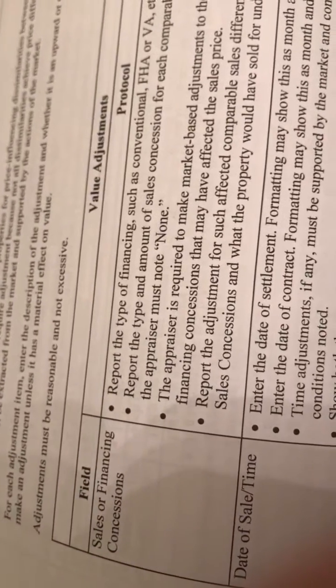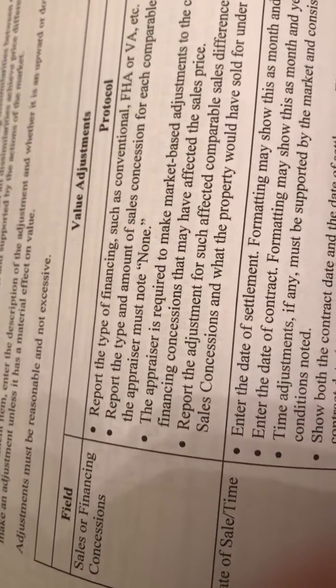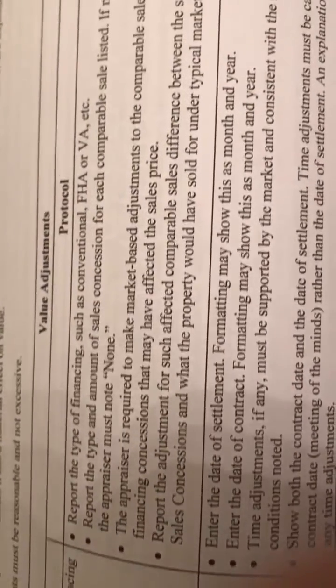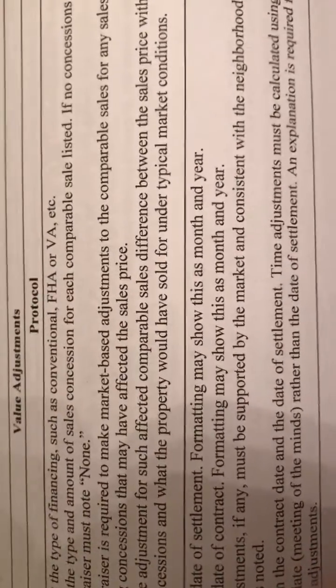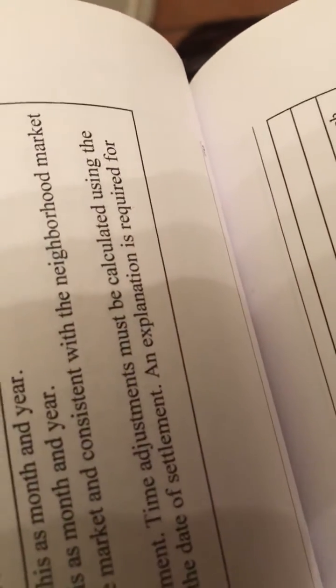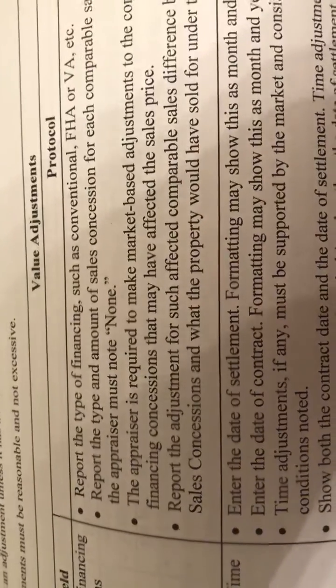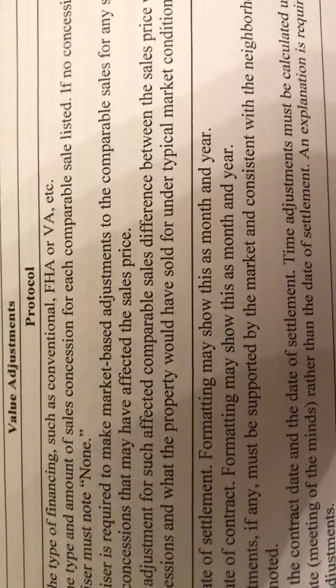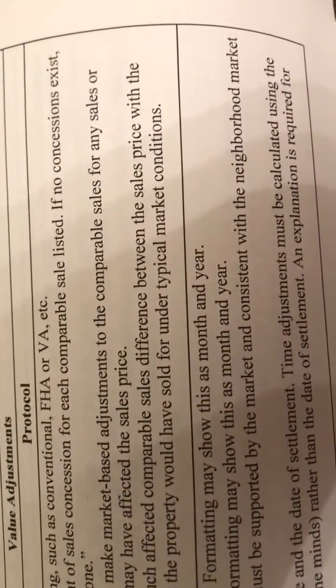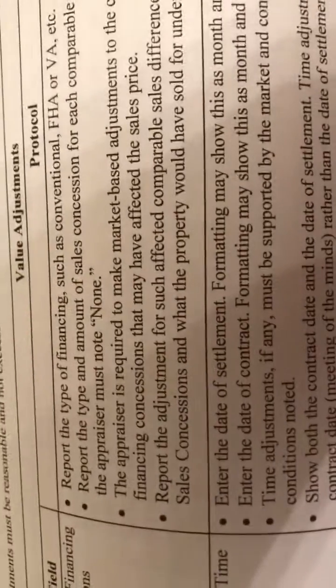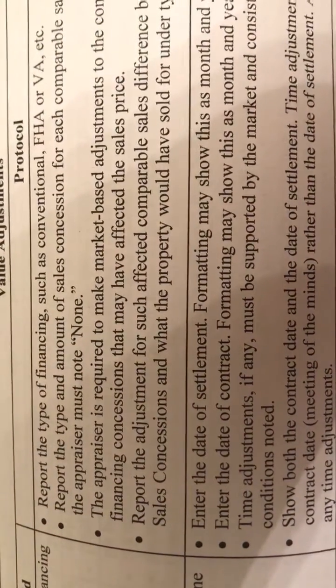Value adjustments. Field: Sales or financing concessions. Protocol: Report the type of financing, such as conventional, FHA or VA, etc. Report the type and amount of sales concessions for each comparable sale listed. If no concessions exist, the appraiser must note none.